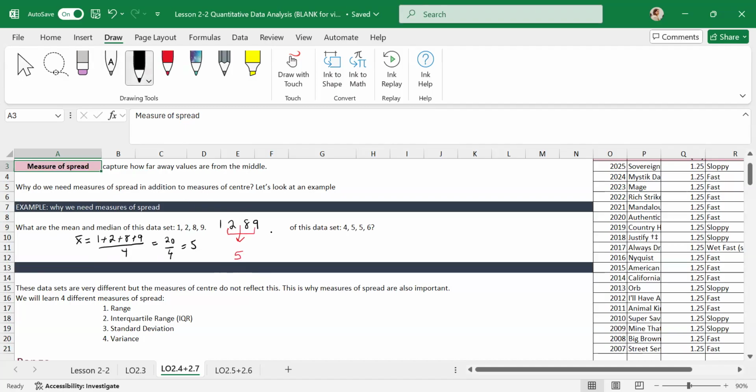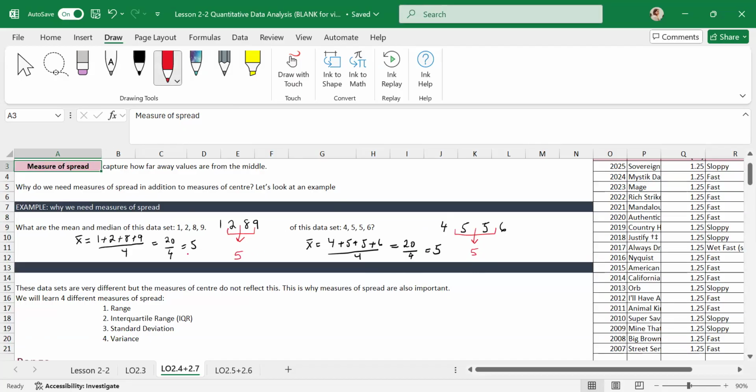If we move on to the other data set, we have 4 plus 5 plus 5 plus 6 and only four numbers. 5 and 5 is 10 and 6 and 4 is 10. So again, we have 20 over 4 and a mean of 5. But what about the median? 4, 5, 5, and 6. Again, this is an even data set, so we'd want the number in the middle of these two. But because 5 and 5 are the same number, the median is just 5.